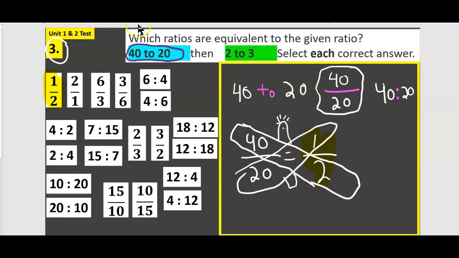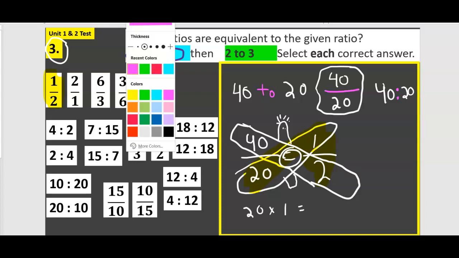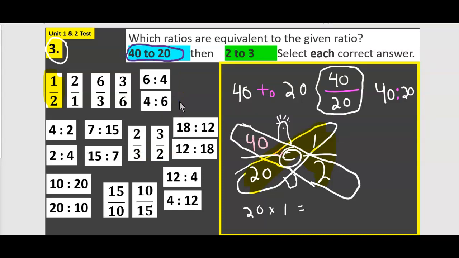So what does this mean? So if we go 20 times 1, let's do that. 20 times 1. And that should equal, see the middle of the butterfly? 40 times 2. And if this is true, then these two fractions, or in this case ratios, are equal to each other. They're equivalent. But I can kind of tell already that they're not.